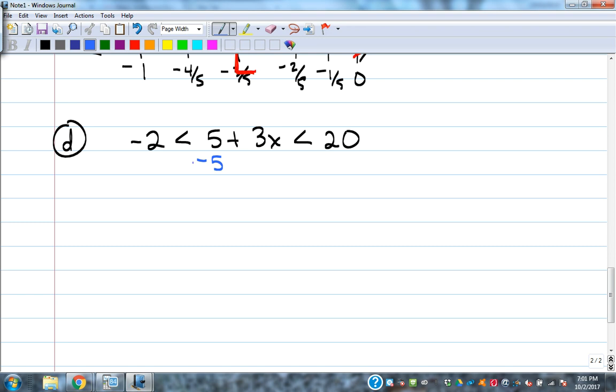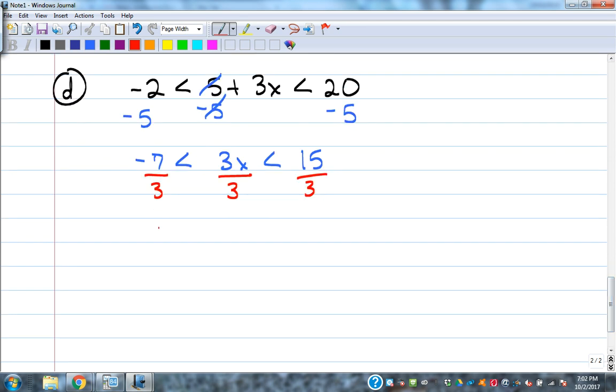And so if I subtract 5 from the middle, I have to subtract 5 from everybody else too. So I subtract it from the left side and from the right side. That's what makes that legal to do. And so that'd be negative 7 less than 3x less than 15. x is almost by itself. Divide everybody by 3. Now the one on the left doesn't go evenly, so I'm just going to leave it as the fraction, negative 7/3. Do I need to flip my symbols?